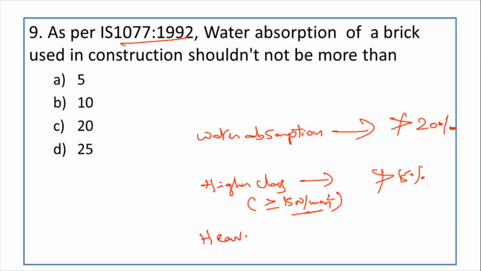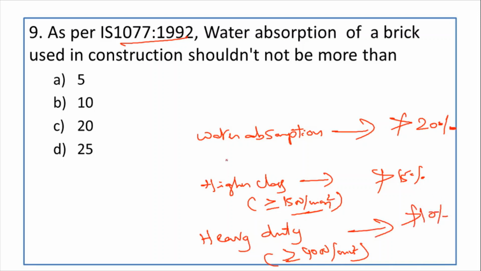Suppose if you take the heavy duty brick. When I say heavy duty brick, its compressive strength is greater than or equal to 14 Newton per mm square. For that brick, water absorption should not be more than 10%. So if they ask you simply for the brick used in the construction, what will be the answer here? 20% will be the answer. If they ask you heavy duty brick, then it is 10%. If they ask you higher class brick, then it is how much? It is 15%.